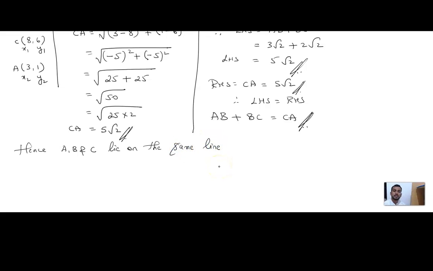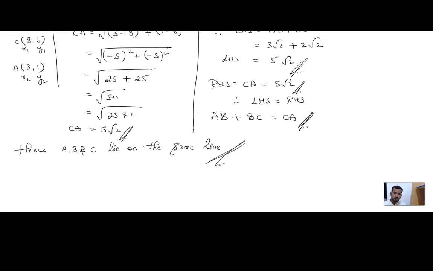Since they are asking whether they lie on the same line or not, we have to say A, B and C lie on the same line. If they were asking the question like are they collinear, then you should say that A, B and C are collinear. Instead of same line you should write the word collinear. So whatever question they are asking, as per that you have to give the answer. Got it? So hence we have proved. I hope you have understood this problem. Am I right? Very good, children.